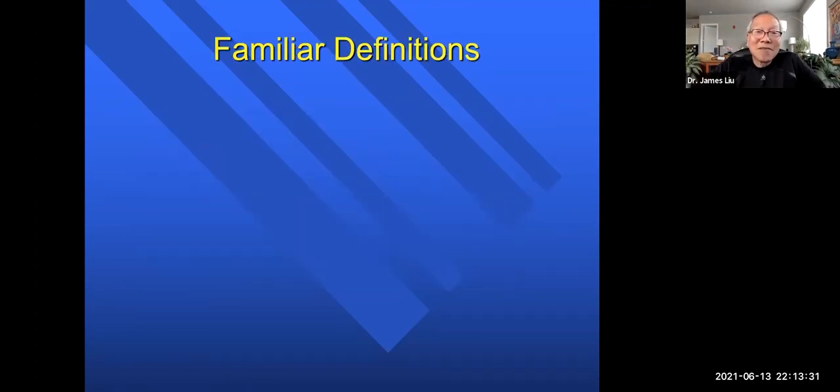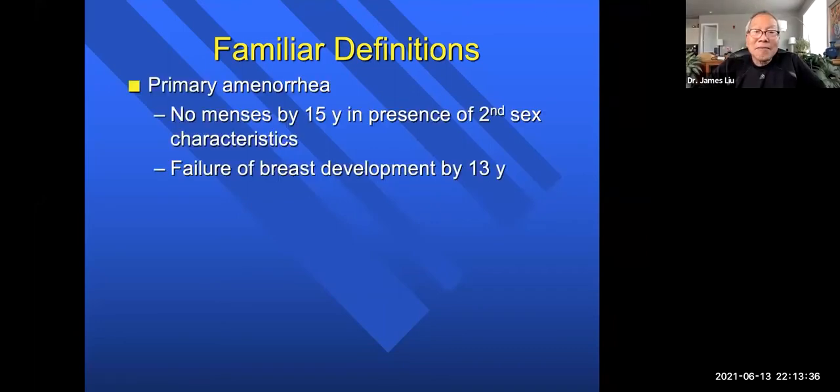And I'm going to emphasize the value of the history and physical exam. So let's look at some familiar definitions. Primary amenorrhea can be defined, as in most textbooks, as an individual female who is at 15 but has no secondary sex characteristics. And so estrogen exposure is not evident in your assessment. Also, individuals who fail to develop breast structures by the age of 13.